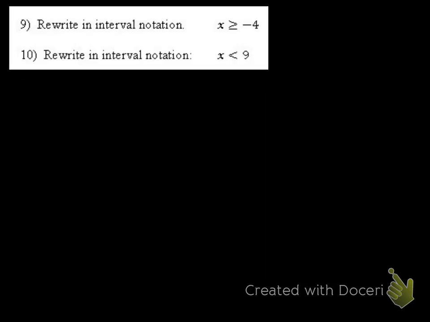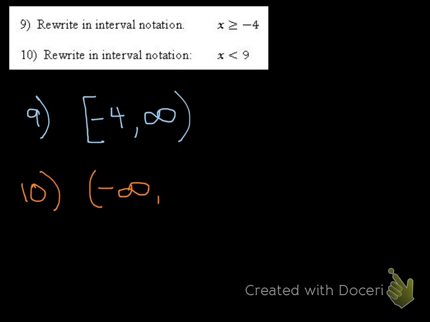Problems 9 and 10 are just practicing writing interval notation. Problem 9 is going to use a square bracket because of the line under the inequality sign. Problem 10 will use a round bracket because there's no line under the inequality sign. In the case of problem 9, x is greater than or equal to -4, and so our solution heads towards positive infinity. On our solution for number 10, x is less than 9, which means x is going to anything lower than 9, so towards negative infinity.